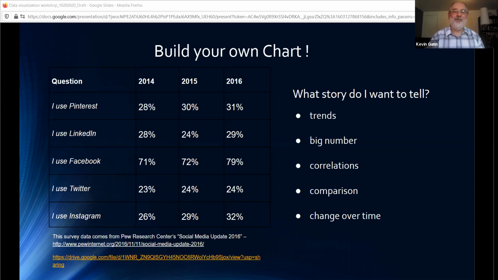Pinterest, I keep saying that wrong, is slightly higher than LinkedIn. Can we draw some conclusions from that? You can also compare different social media platforms as well. Then you can just take all of it and look at it. How do they change over time? So there are different ways that you can look at that.